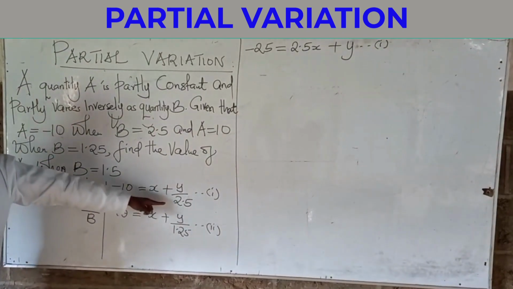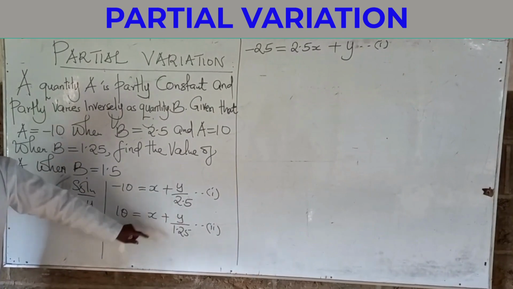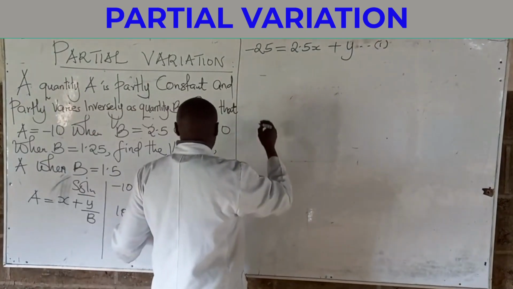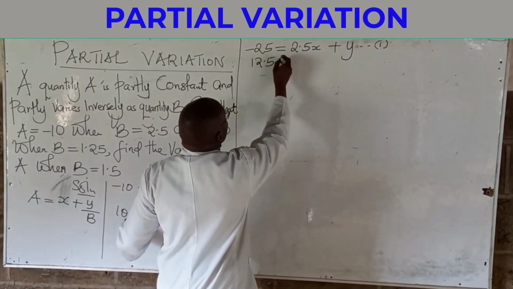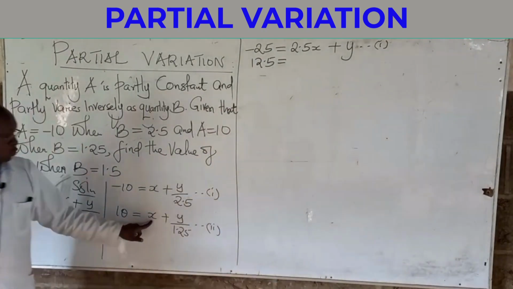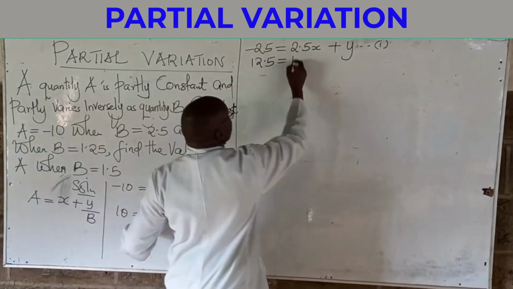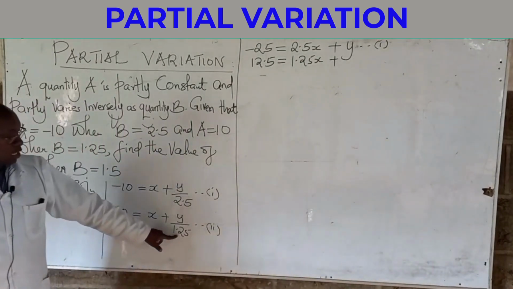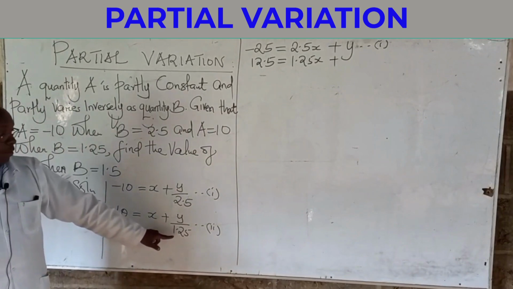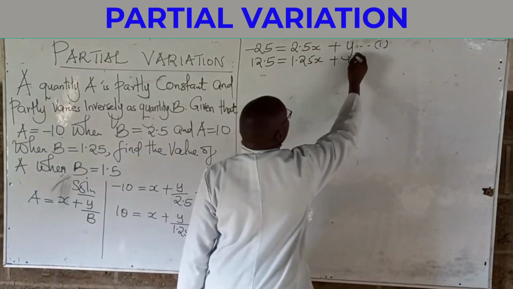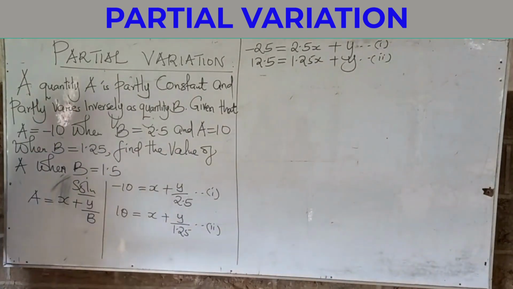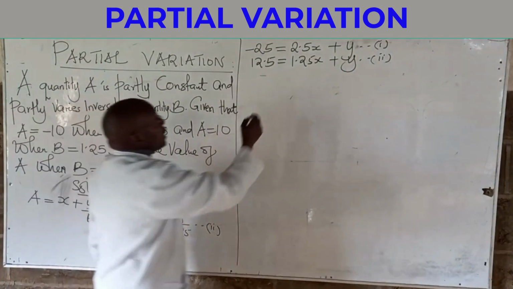We do the same to the second equation. We shall multiply each term by 1.25 to get rid of that denominator. So 10 multiplied by 1.25 gives 12.5, then X multiplied by 1.25 gives 1.25X, plus Y divided by 1.25 multiplied by 1.25. We are multiplying each term, so you remain with Y. So you have the second equation. Now you can see the two equations are simplified. We solve them simultaneously to get the constants X and Y.